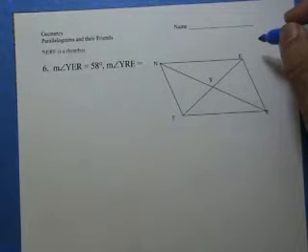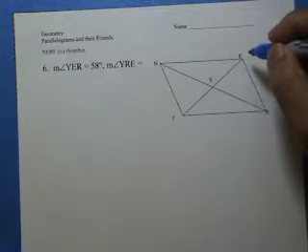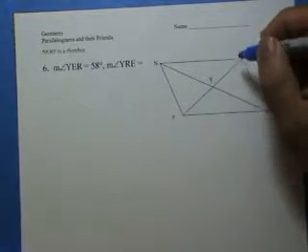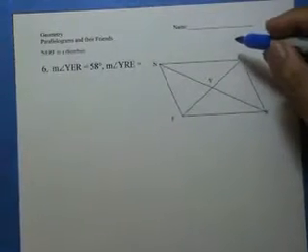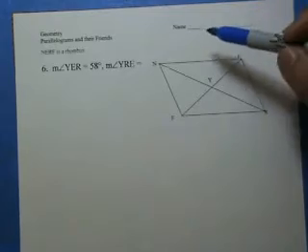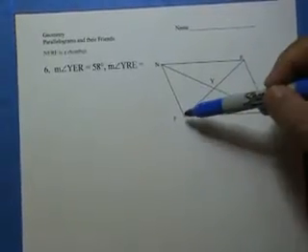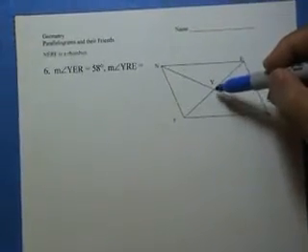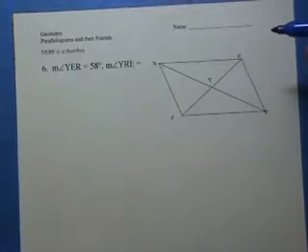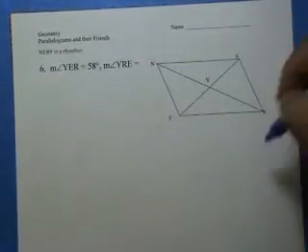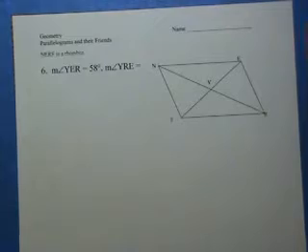This is part 2. There's a bunch of parts, but this is part 2. This is the rhombus part of the quiz. This is rhombus NERF. The intersection of the diagonals is Y. Just a little summary of the rhombus before I start here.